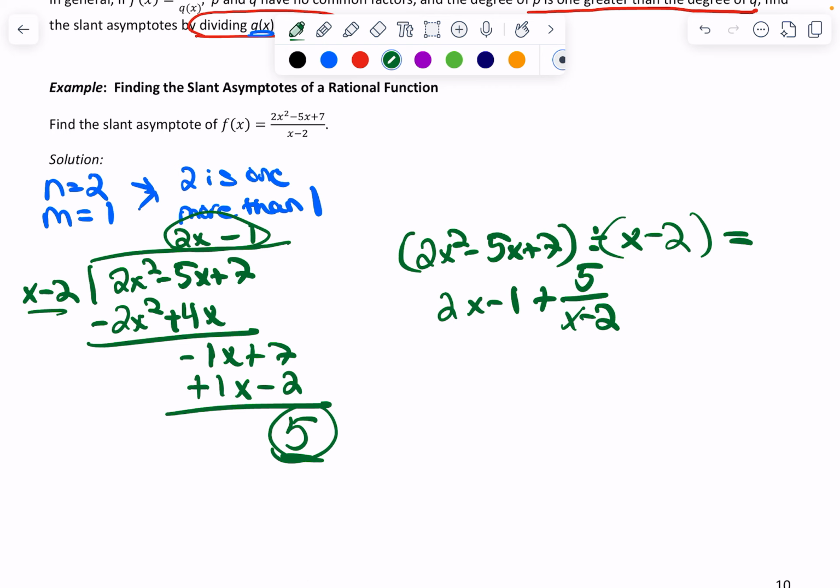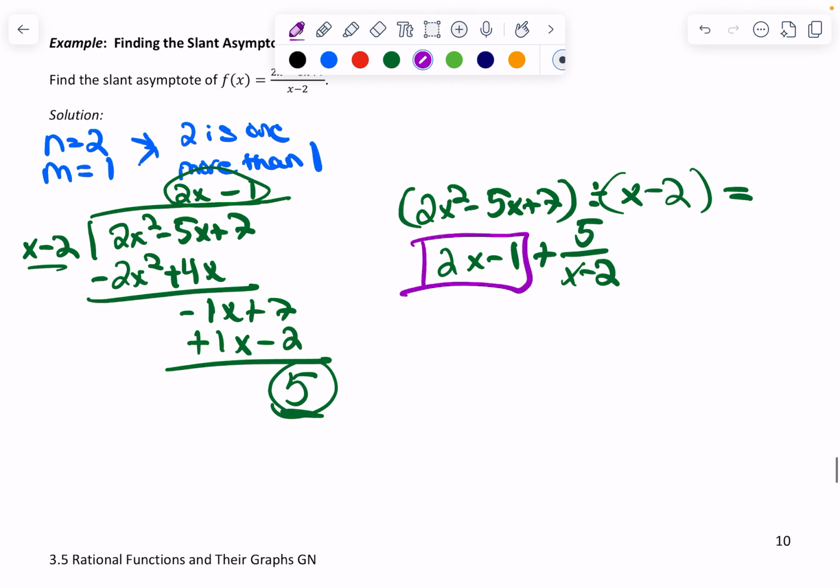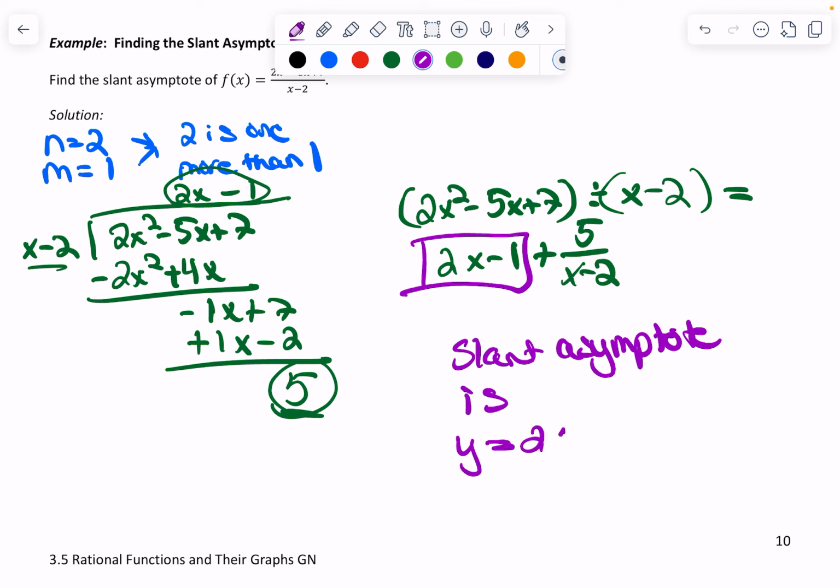So our slant asymptote is going to be this one right here. We are ignoring the remainder, and our slant asymptote is y equals 2x minus 1.